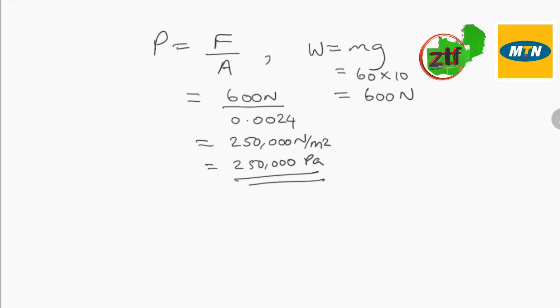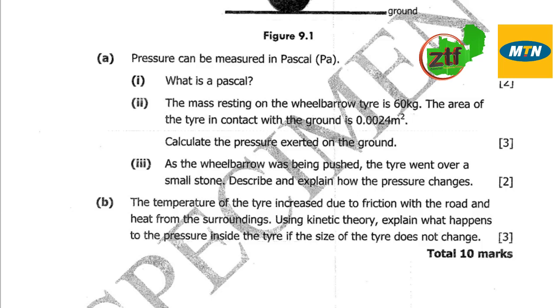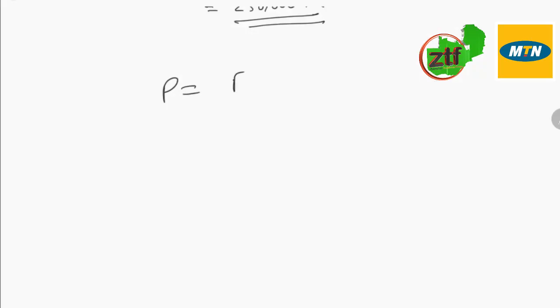As the wheelbarrow was being pushed, the tire went over a small stone. Describe and explain how the pressure changes. We must understand from the formula that pressure is equal to force over area. When the area is small and the force is constant, then the pressure goes high. So the smaller the area, the greater the pressure. You can see that that small stone is providing a very small surface area and therefore increases the pressure on the wheelbarrow tire.